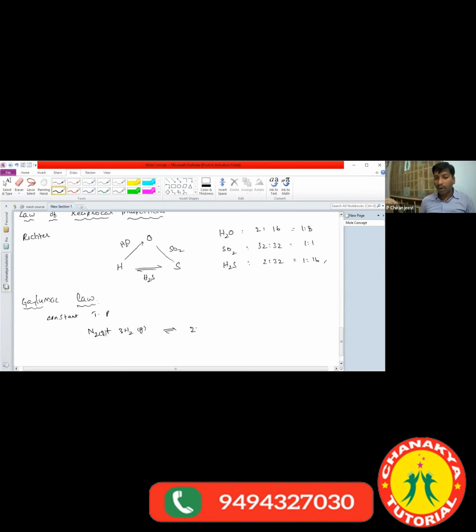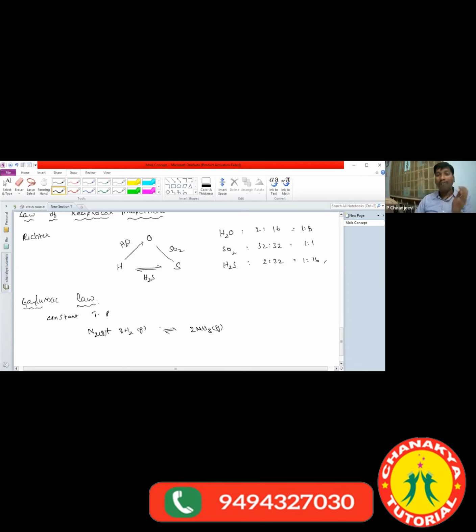So simply, we can define the Gay-Lussac law as: at constant temperature and pressure, the volumes of the reactant gases are in simple ratio to the products. All reactants and products contain equal volume. Now we got the clarity? According to the Gay-Lussac law, at constant temperature and pressure, equal volumes of the reactants contain equal volumes of the products. So now you have clarity.